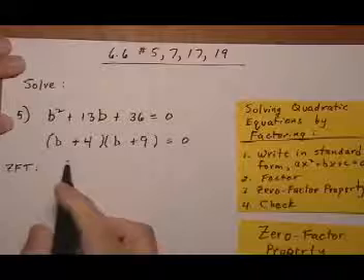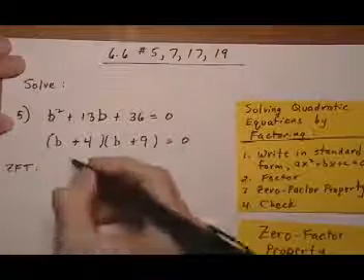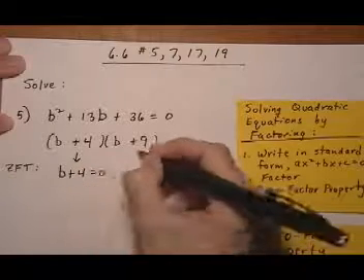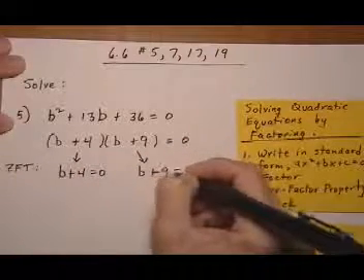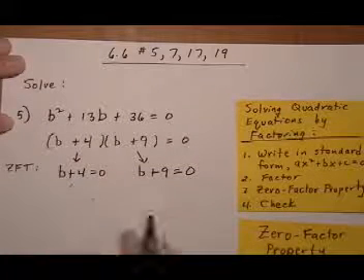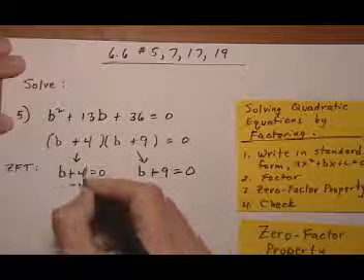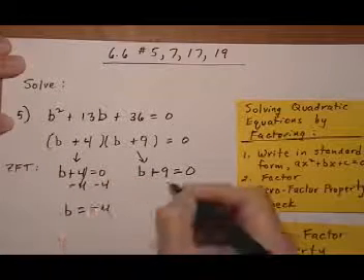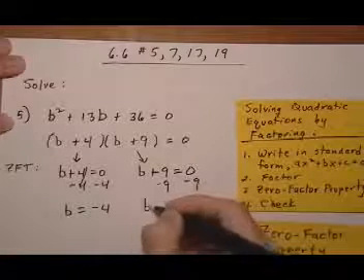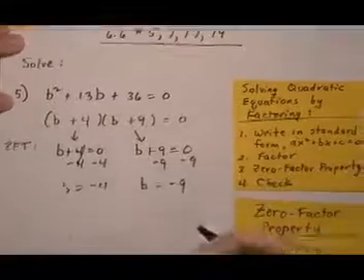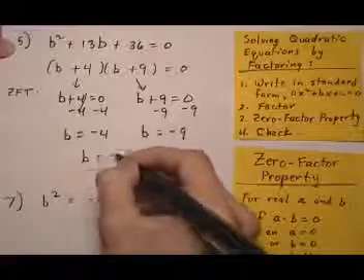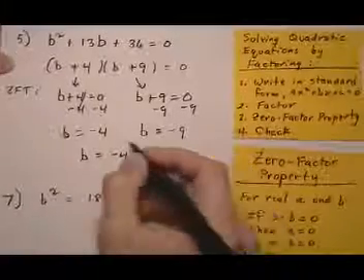All right, so if the product of two factors equals 0, well, either the first one equals 0 or the second one equals 0. So we set both equal to 0 and solve for the b values that make it happen. So if we take away 4, we get b is minus 4. Take away 9, both sides, we get b equals minus 9. And so the solution to this quadratic equation is b equals minus 4 or b equals minus 9.